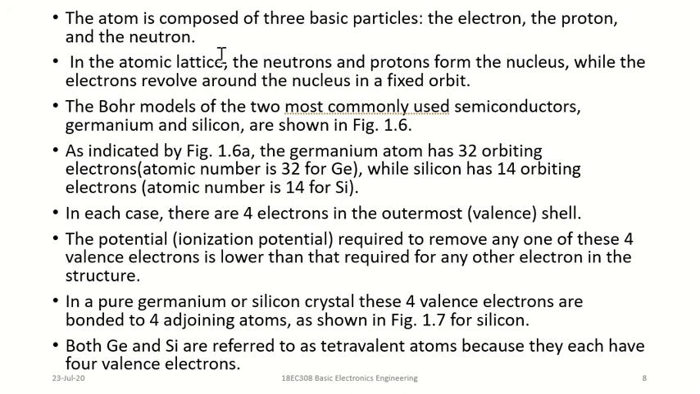Okay, that is what is explained here, right? An atom has three particles: electron, proton and neutron. In an atom, neutrons and protons are in the nucleus, and electrons revolve around it. In Bohr's model, germanium and silicon are shown already. The atomic number of germanium is 32, and for silicon it is 14. That is, 32 electrons are orbiting in germanium, and 14 electrons are orbiting in silicon. There are 4 electrons in the outermost shell. These things I already explained, right? And you understand germanium and silicon are referred to as tetravalent atoms.